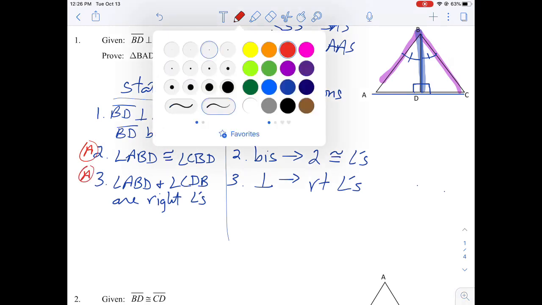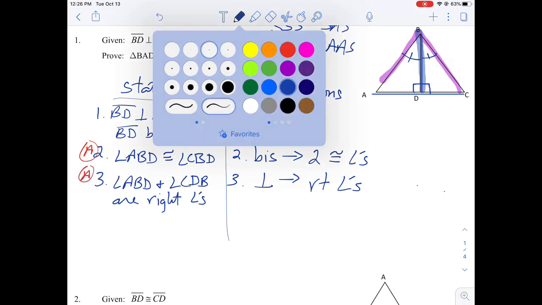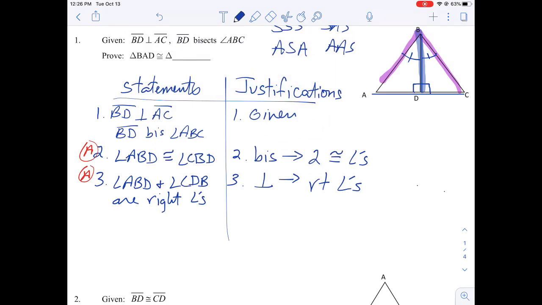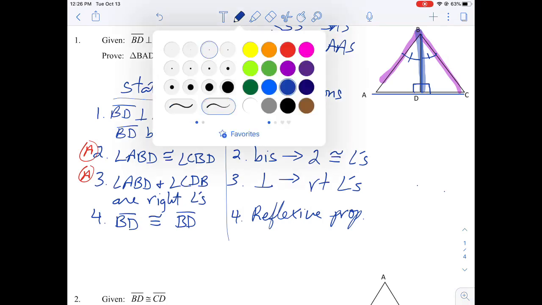And then we need a side, because remember, angle, angle, angle does not work. We're not given any information about the sides, except in the picture, I notice that BD is congruent to itself. Both triangles share BD, and we know that BD is congruent to itself. So since both triangles have that side, remember that's known as the reflexive property. Okay. And now, just keeping track of things, I now have an S.